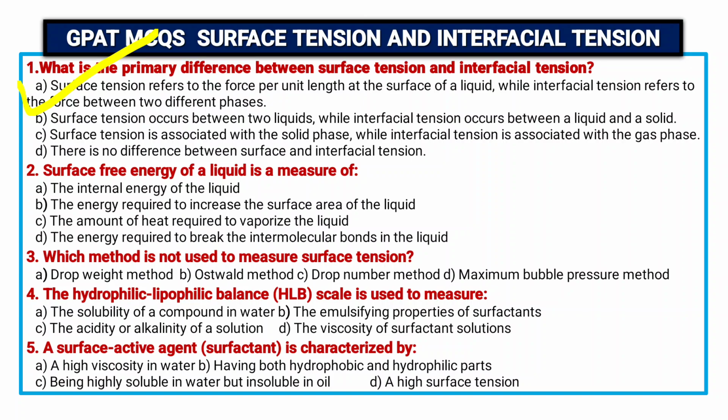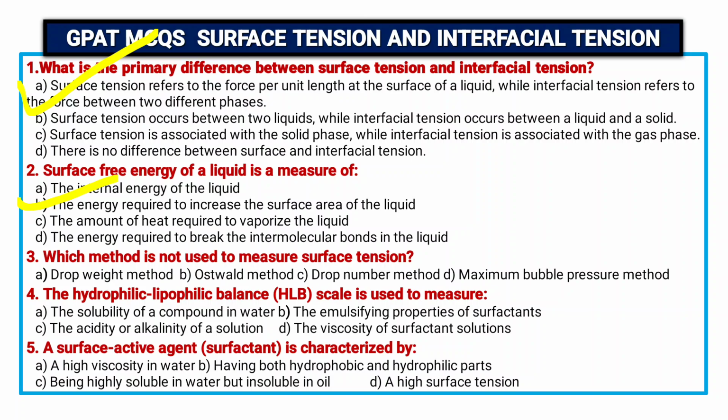Next question: surface free energy of a liquid measures what? A. The internal energy of the liquid. B. The energy required to increase the surface area of the liquid. C. The amount of heat required to vaporize the liquid. D. Energy required to break the intermolecular bonds in the liquid. The answer is B: surface free energy of a liquid is the energy required to increase the surface area of the liquid.